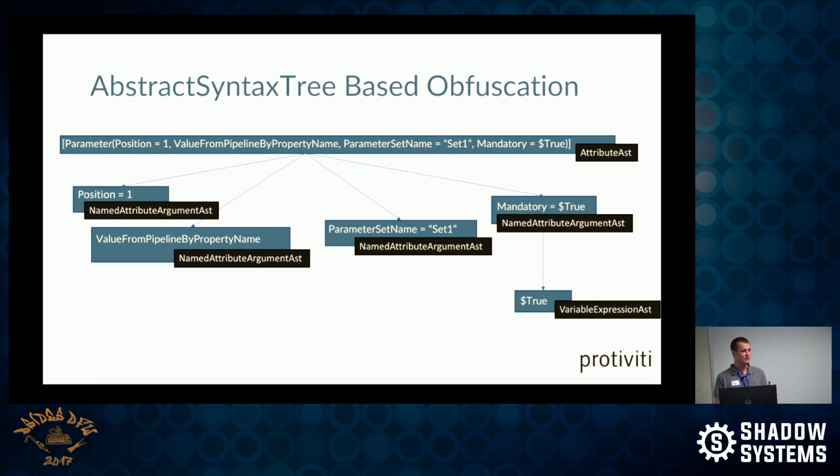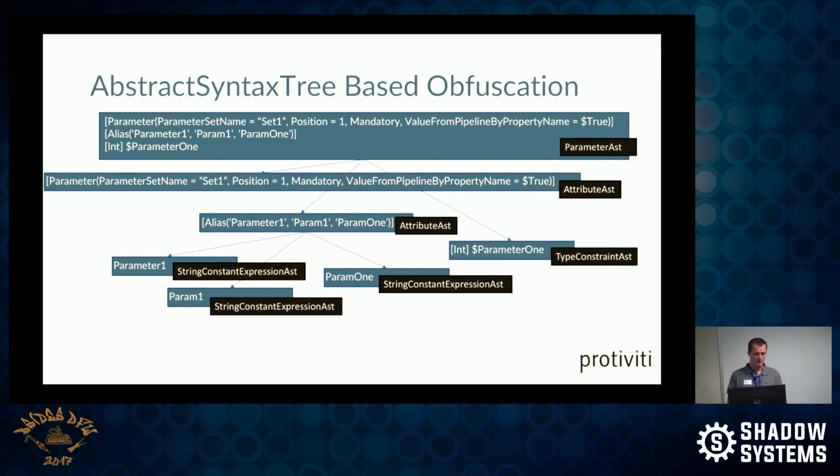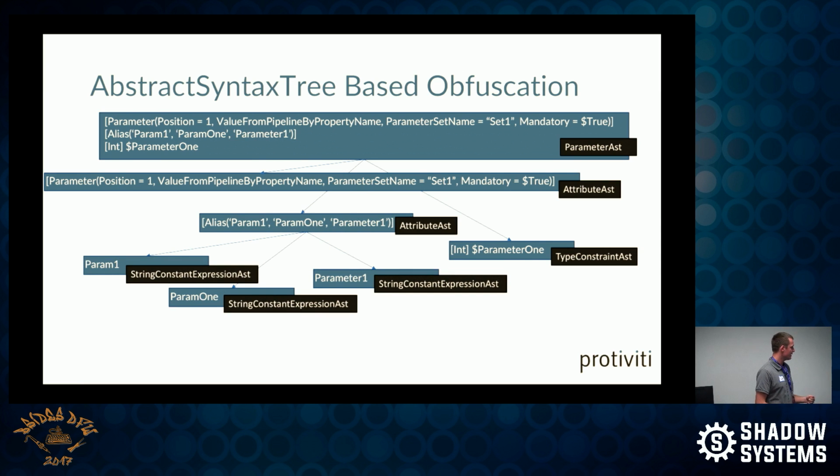So now we're going to zoom out into the script a little bit, where the attribute AST is a child of another node. And we will first apply all that obfuscation we just did for that attribute AST, like that. And then we'll look at the second attribute AST, the alias one. These are just aliases for the parameter, so we can specify different names. And it turns out we can reorder all of those aliases like that.